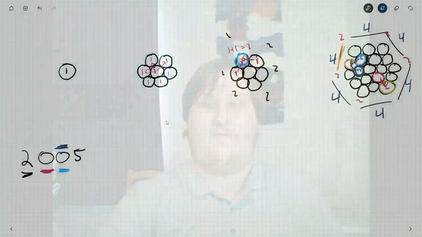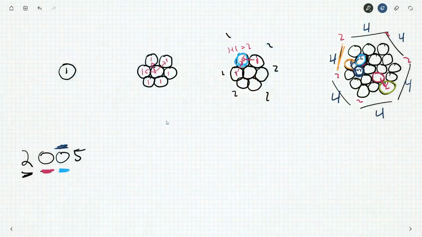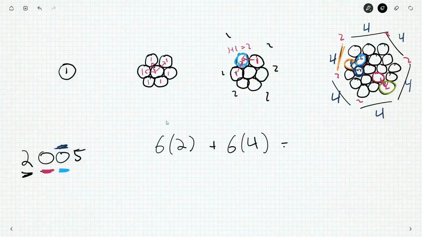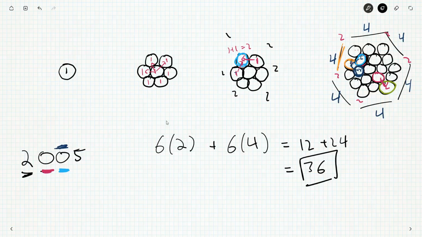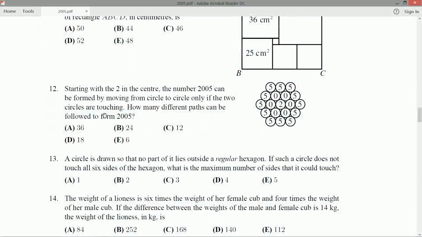We just need to count up how many ways we can get to 5s. Well, there's 2 ways to get to each of the corner 5s, and there's 6 corner 5s. And there's 6 side 5s, 4 ways to get to each of them. So 6 times 2 plus 6 times 4, 12 plus 24. Or you can factor out the 6 and do 6 times 2 plus 4. Either way, we get 36. So 36 is the number of different paths, and that's A.